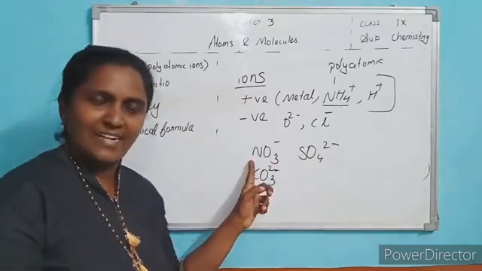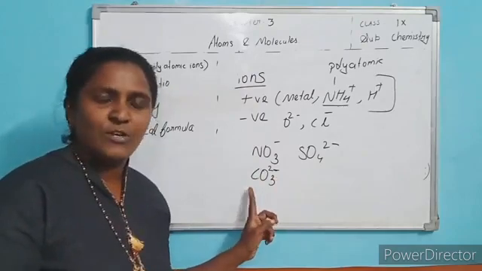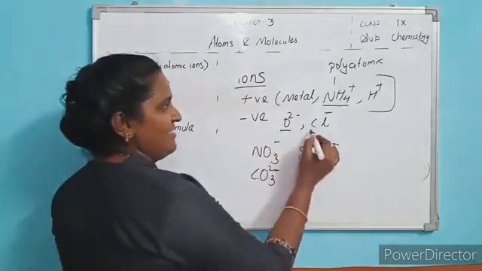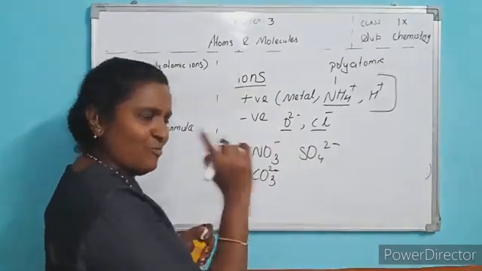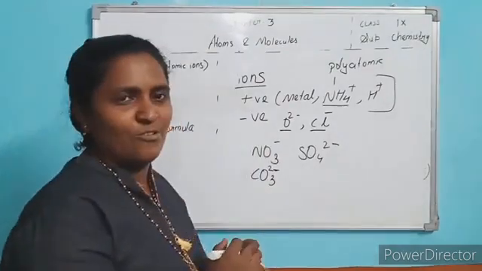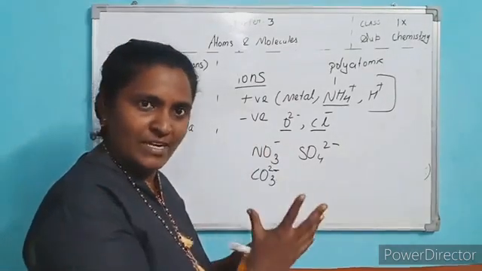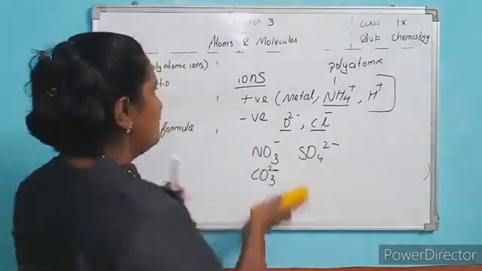In nitrate, nitrogen is there, oxygen is also there. In carbonate, in addition to carbon, oxygen is also there. And this is monoatomic: only one atom, only one kind of atom. Oxygen O, chlorine Cl, chloride ion. This is the difference between polyatomic ions and mono. Mono means one atom. Understood?